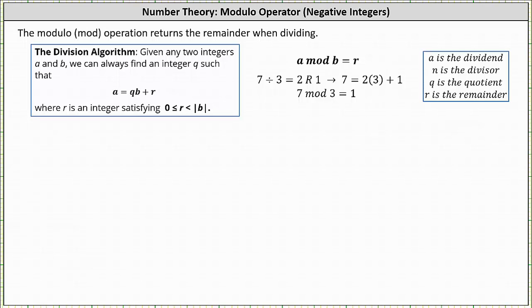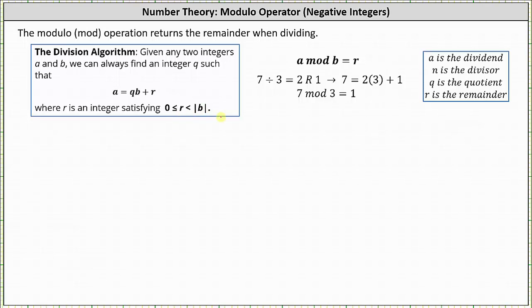Welcome to a lesson on A mod B when A is negative and B is positive. We know from the previous lesson, the modulo or mod operation returns a remainder when dividing based upon the division algorithm, where the division algorithm states given any two integers A and B, we can always find an integer Q such that A is equal to Q times B plus R, where R, the remainder, is an integer that is greater than or equal to 0 and less than the absolute value of B. This indicates R is non-negative.